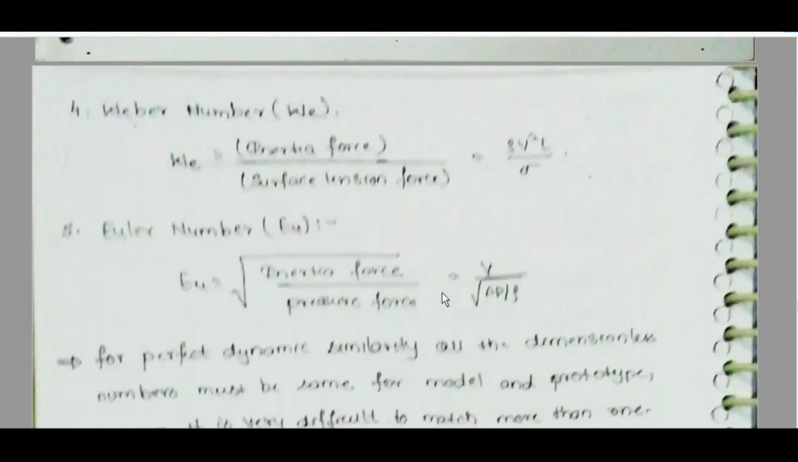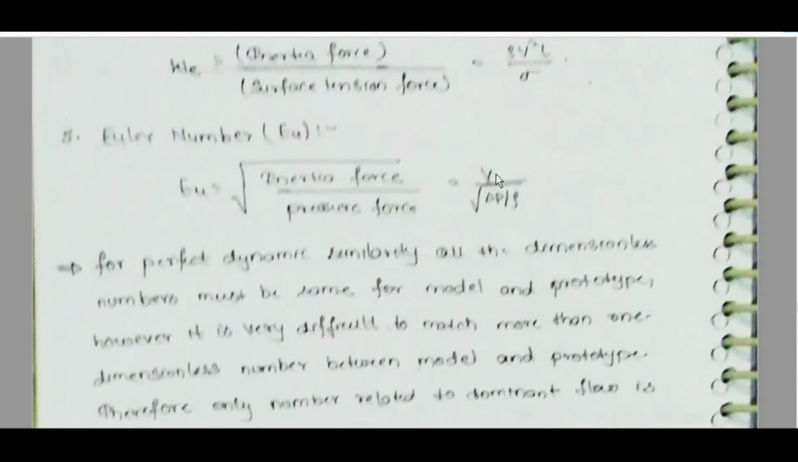Weber number W is equal to inertia force by surface tension force is equal to rho V square L by sigma. Euler number is equal to root of inertia force by pressure force is equal to V by root delta P by rho.